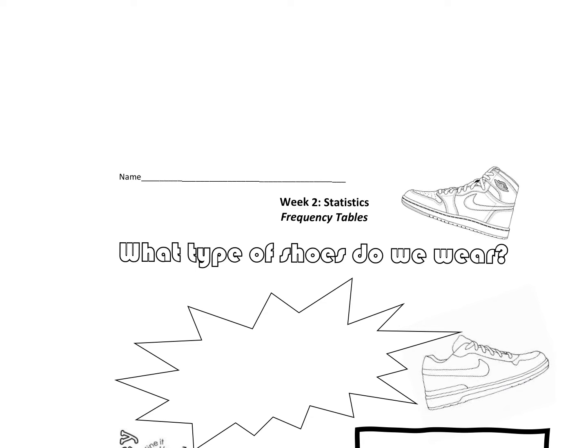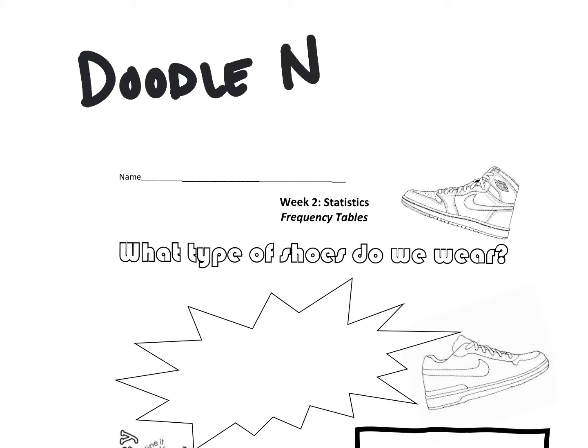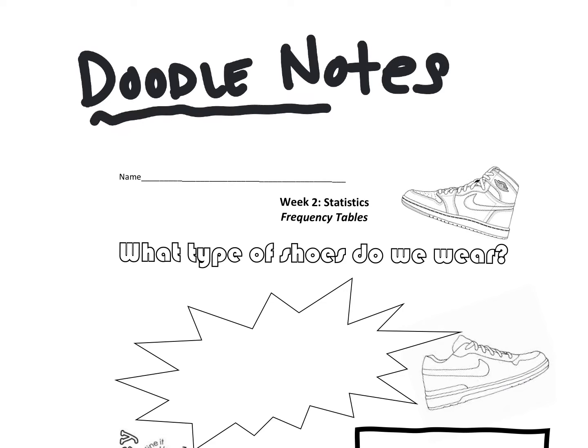Okay, you guys, today we're going to work on something called frequency tables. We've been talking about different ways to represent data, and today we're going to do this with what we call doodle notes. Doodle notes are something fun: every few minutes you're going to take some time to color some things in. So the first thing I want you to do is go ahead and write your name here. That's important, first and last name.